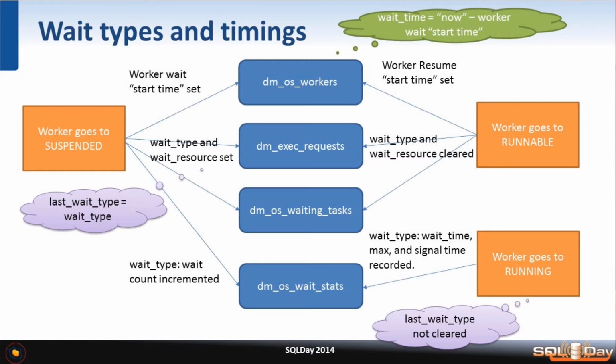And so, how do we calculate the wait time when you look at, say, DM exec requests? Notice I didn't show in the diagram how we record the wait time in that DMV. That's because whenever you query DM exec requests, we calculate the wait time at that point in time that you query it. We're not going to sit there and continually increment a wait time. That would be expensive for your worker. So the way the wait time is calculated is we take the now value, what is the current time, and we subtract from the start time that the worker had to start with. And I'll show you in a moment here in a demo how you could actually do that yourself by looking at these DMVs. You could calculate the wait time yourself.